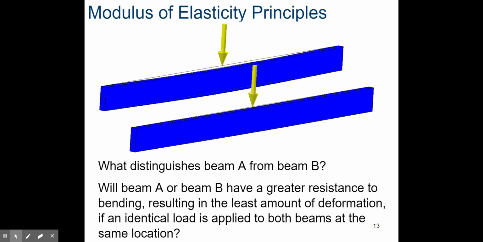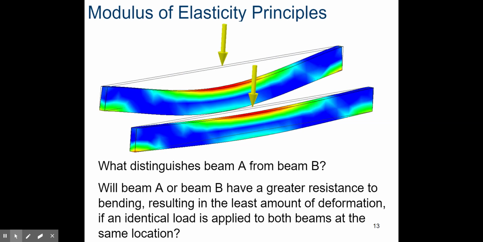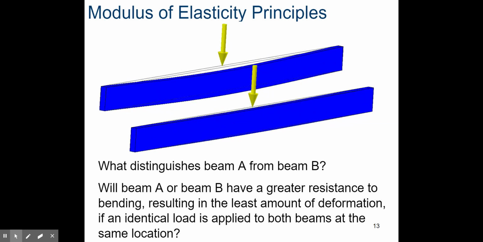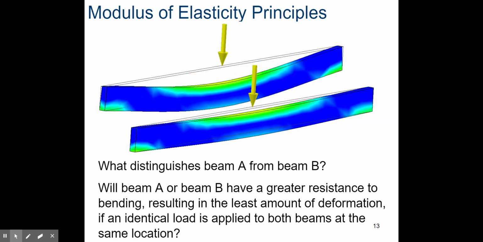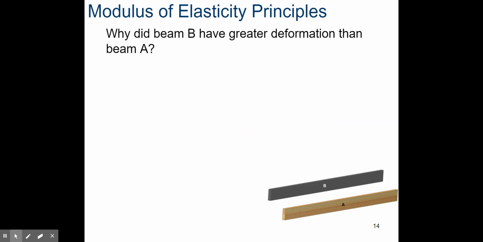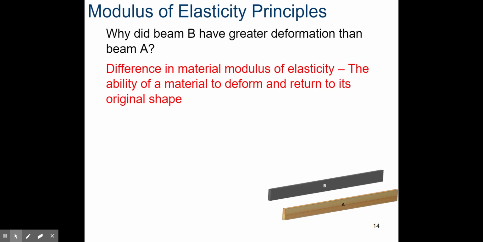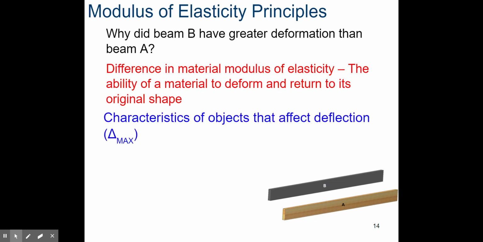Well, you can see from this diagram, right? It looks like the Douglas fir bends quite a bit less. And the plastic, which is the one farther in the background, bends quite a bit more. Why did beam B, plastic, have greater deformation than beam A? Well, they have a difference in modulus of elasticity. That's that E, which is the ability for a material to deform and return to its original shape.